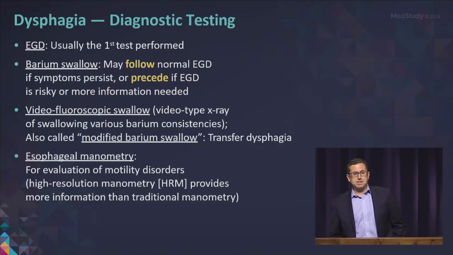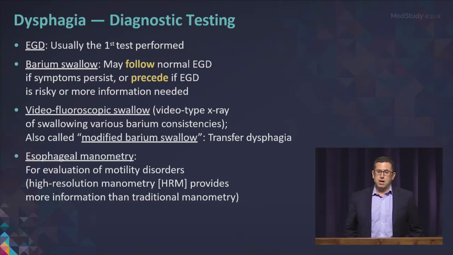With regards to testing, there are a variety of tests available. Usually we do an EGD, which would be the first test performed. Sometimes we do a barium swallow either before the EGD, as a roadmap to see if we could see a stricture or diverticula or something like that, or we may do it after an EGD is done if we need more anatomical information.